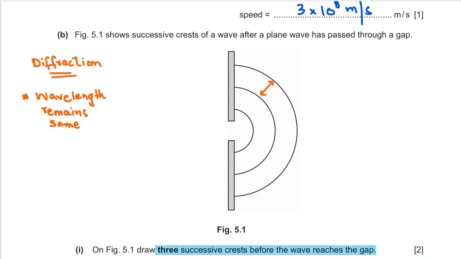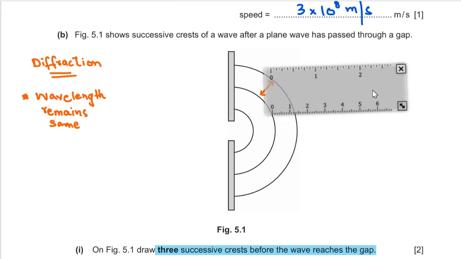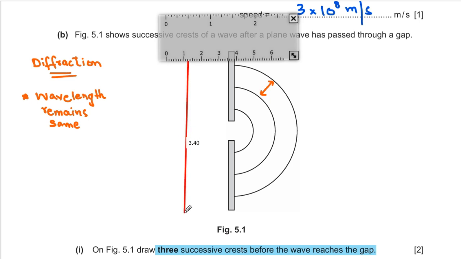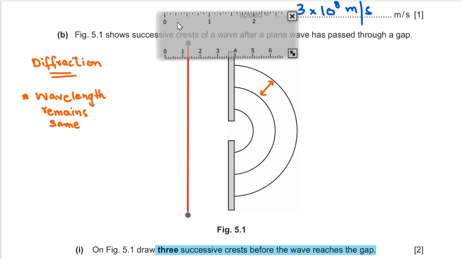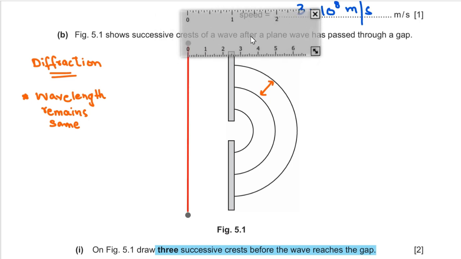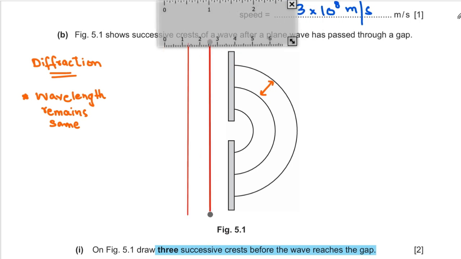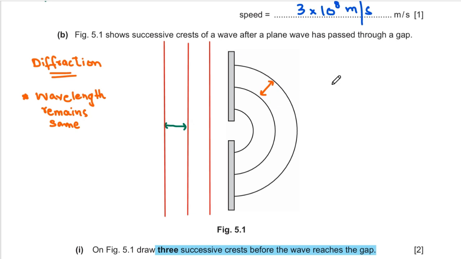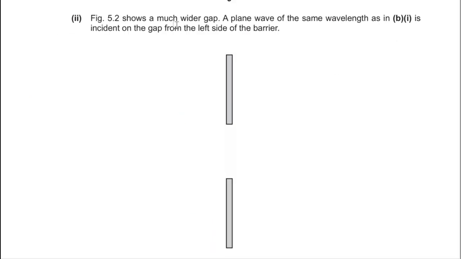So in diffraction, if we have the same medium on both sides, the wavelength remains the same. So we have the same medium. So I'm measuring the wavelength after diffraction, and the wavelength before diffraction would be exactly the same as after because there is no change in the medium. So I'm drawing the plane waves or crests of the same wavelength. The wavelength of the crests before diffraction is equal to the wavelength of the crests after diffraction.